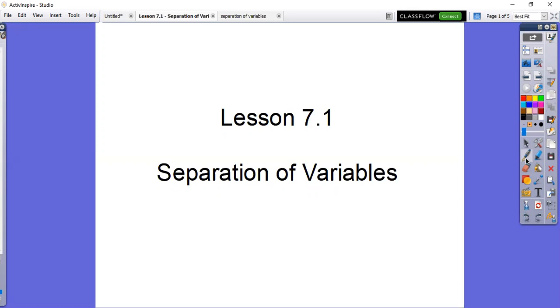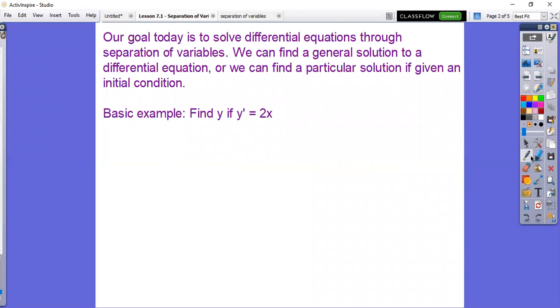If you are in AB Calculus, this is your last unit of the year. If you're in BC, not quite there yet. But today we're going to be talking about separation of variables to solve differential equations. So let's get cooking looking at this slightly controversial method of solving differential equations.